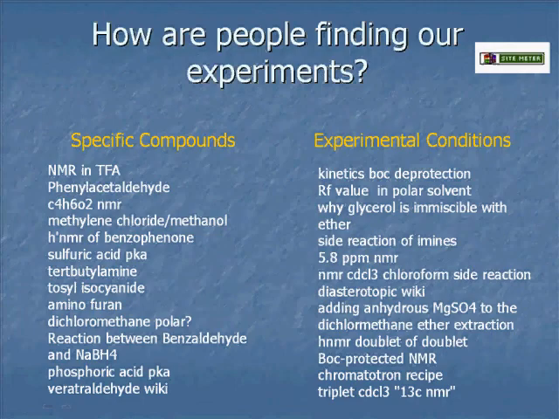Okay, so some other ways that people might be finding our experiments. Well, these are some of the search terms that I looked at over about a week to see how people were doing this, and there are 4 basic categories. First are specific compounds. So someone will search for methylene chloride or tosyl isocyanide, or they'll be searching for experimental conditions like kinetics of Boc protection. We've actually done a lot of NMR monitoring of the removal of the Boc group. So if you're looking for that, you're in luck, because you've got piles of data that you can grab.